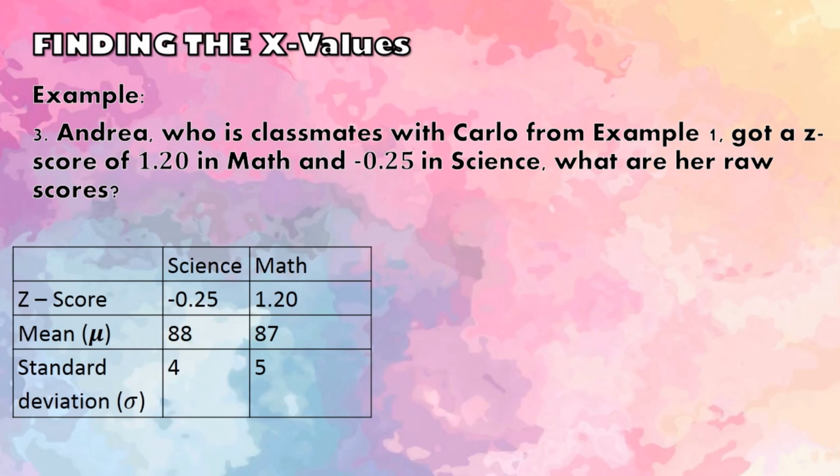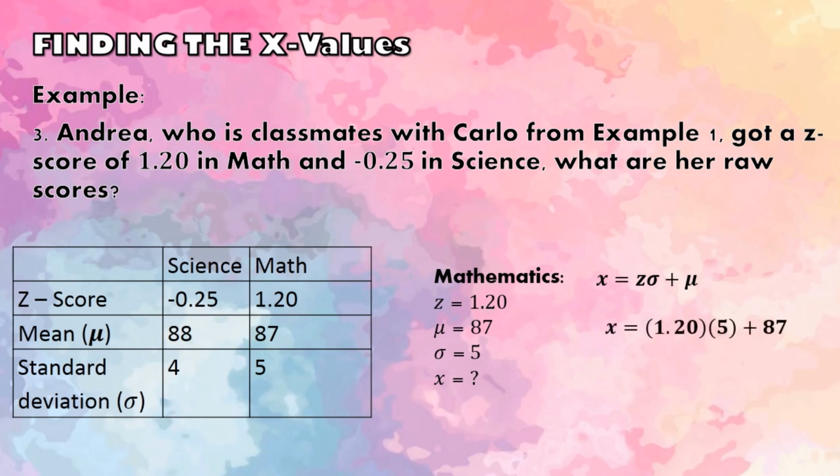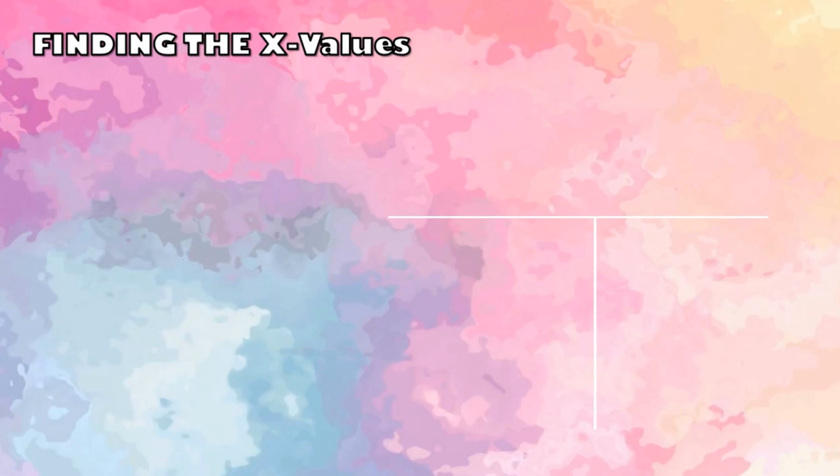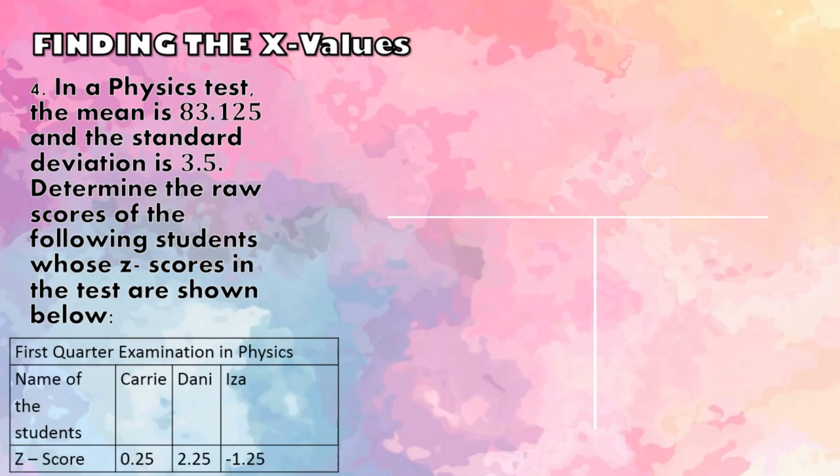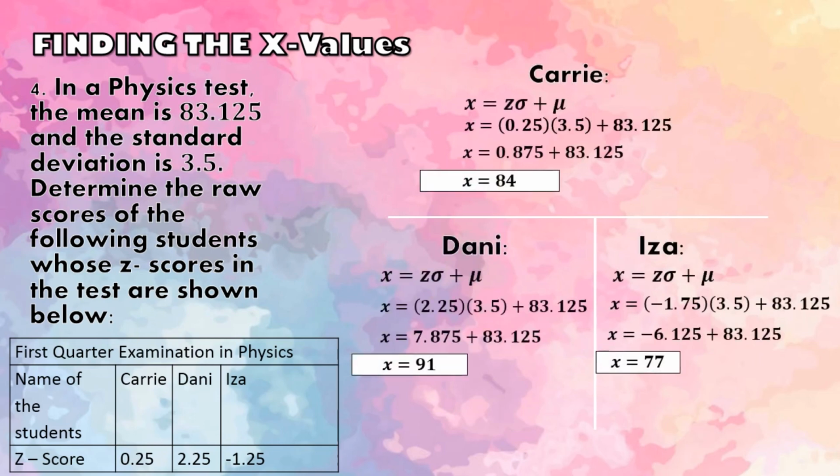Now, let's have the solution for mathematics. Let z be equal to 1.20, the mean is 87, the standard deviation is 5, and the missing is x, which is the raw score. Again, applying the formula of normal distribution, simply substitute all the given values. Therefore, Andrea's score in mathematics is 93. Now, for example number 4, since the given values are mean, standard deviation, and z-scores, we should follow the process of solving used in example number 3. Therefore, these are the final answers.